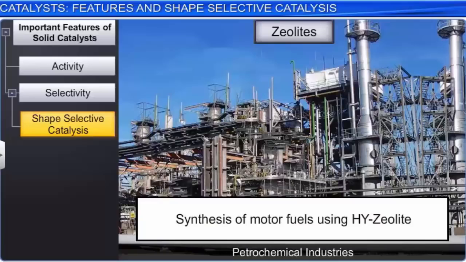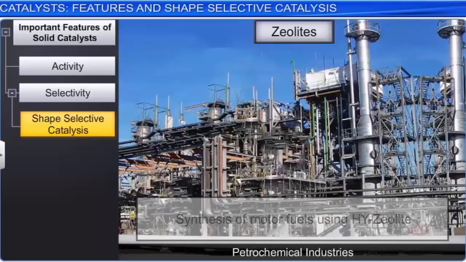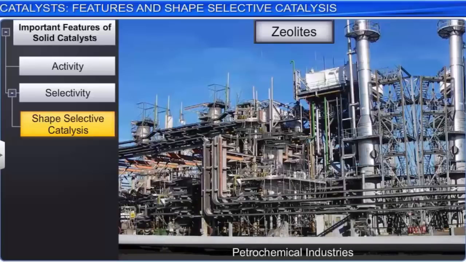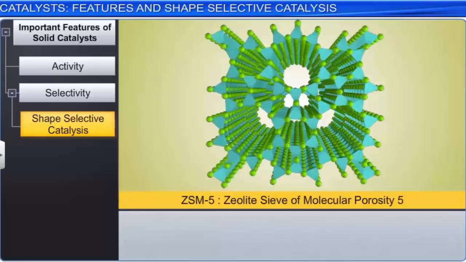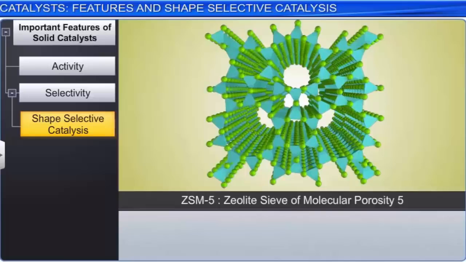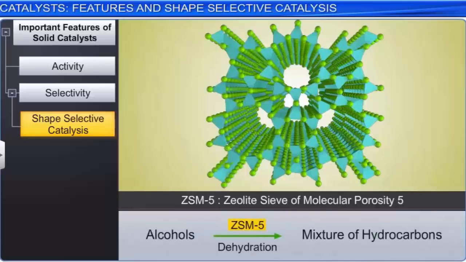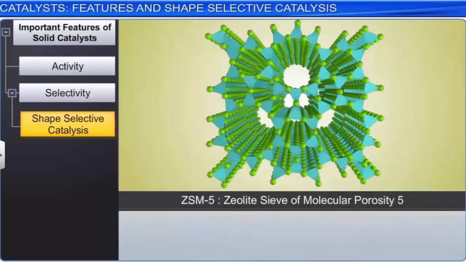An important zeolite catalyst used in the petrochemical industry is ZSM-5, which is a zeolite sieve of molecular porosity 5. ZSM-5 converts alcohol directly into gasoline or petrol by dehydrating it, resulting in a mixture of hydrocarbons. All applications of zeolites are driven by environmental concerns, and they contribute significantly to a cleaner and safer environment.